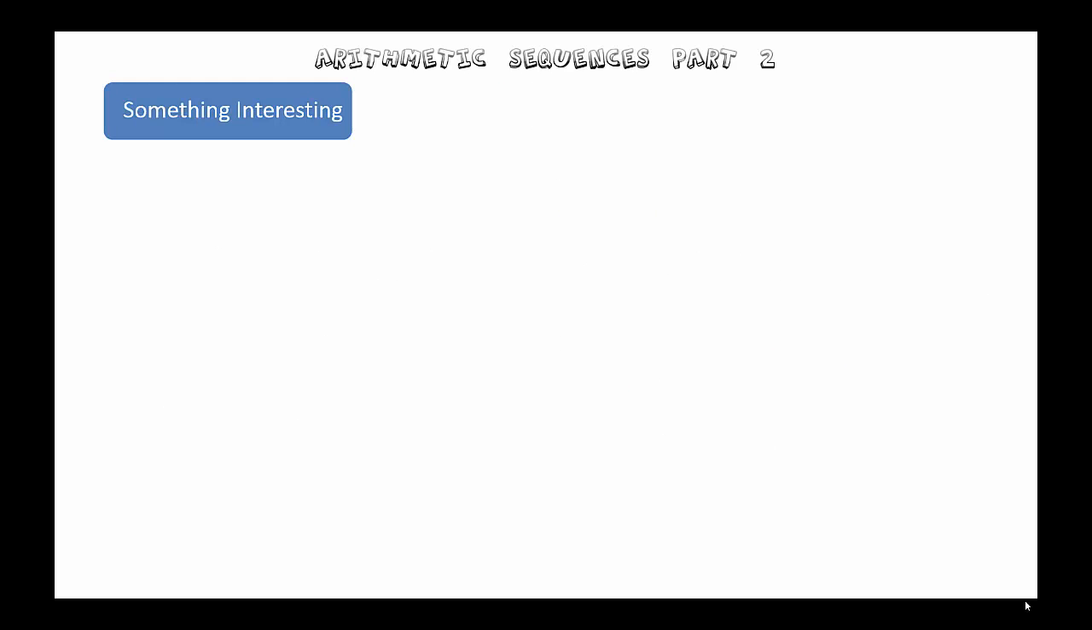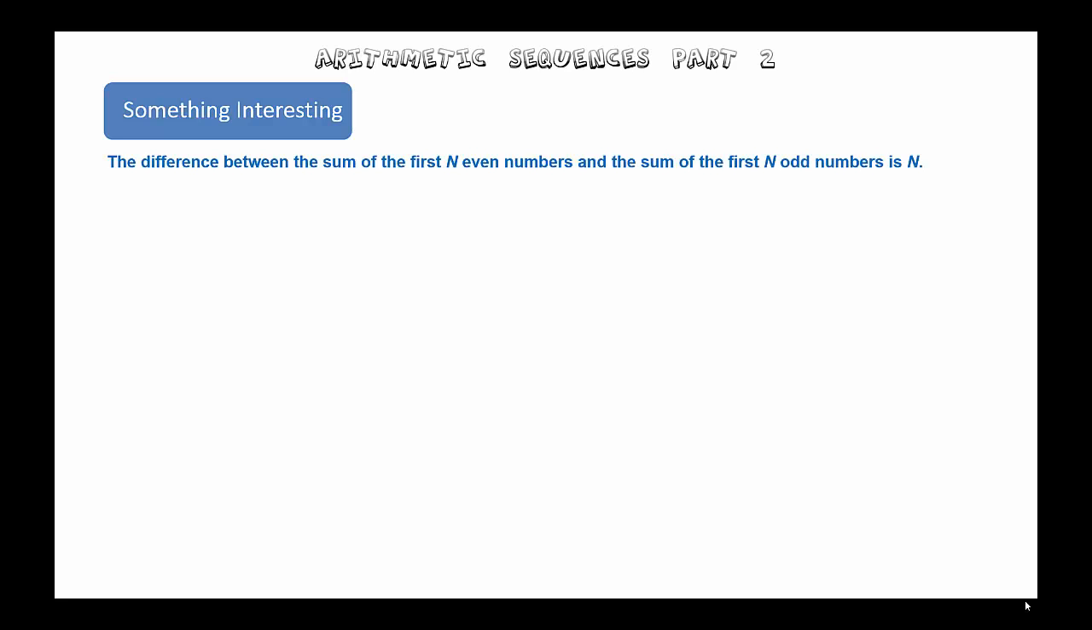Now here's something interesting. Did you know that the difference between the sum of the first n even numbers and the sum of the first n odd numbers is equal to n? Let's see if we can go about providing a formal proof for that.